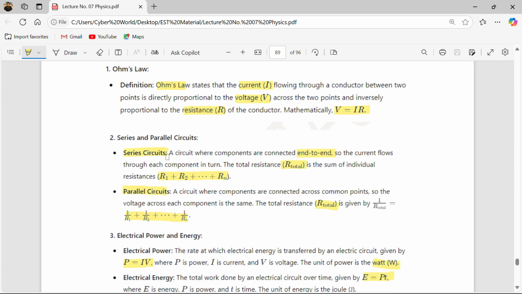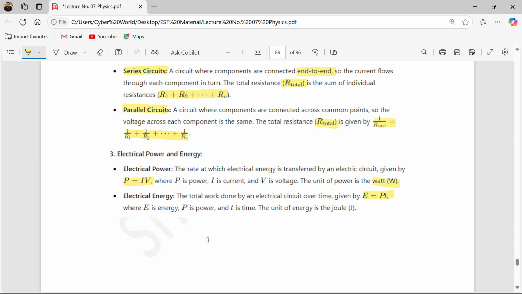Now move on towards series and parallel circuits. Series circuits are end-to-end circuits in which all components are connected end to end, and the total resistance is the sum of the individual resistances, written as R1 plus R2 plus R3. Whereas parallel circuits are circuits in which one end of all components is connected to one common point, and the other ends are connected to another common point, and those common points are connected with an external battery source. The total resistance is the reciprocal sum of all the individual resistances: 1 by R1 plus 1 by R2 plus and so on up to 1 by Rn.